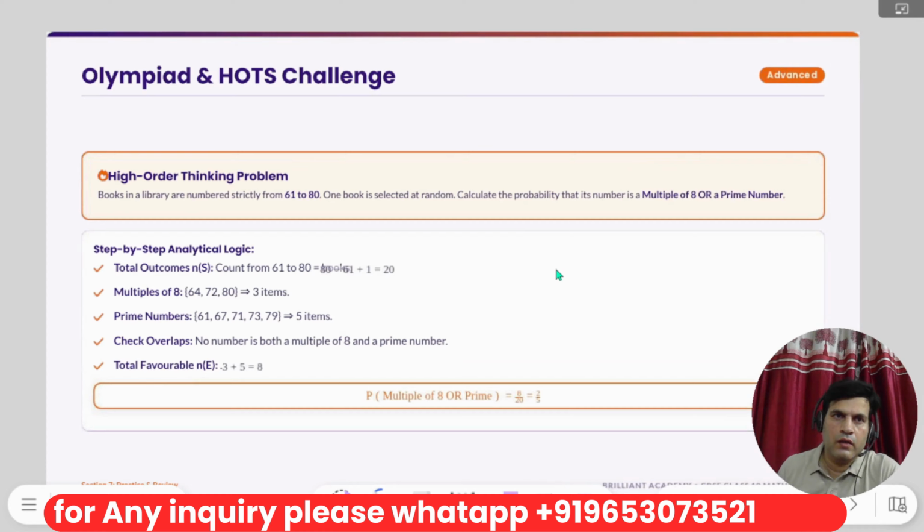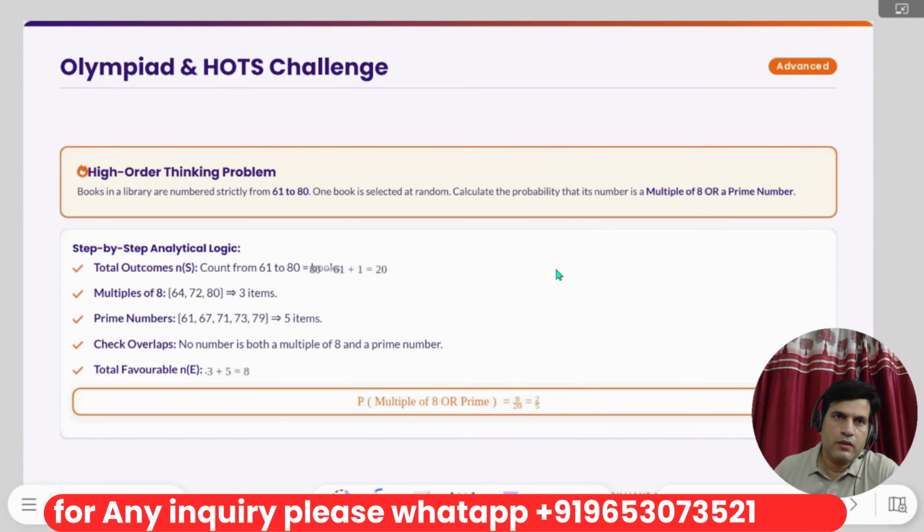And Olympiad and higher order thinking problems. Books in a library are numbered strictly from 61 to 80. One book is selected at random. Calculate the probability that the number is a multiple of 8 or a prime number.